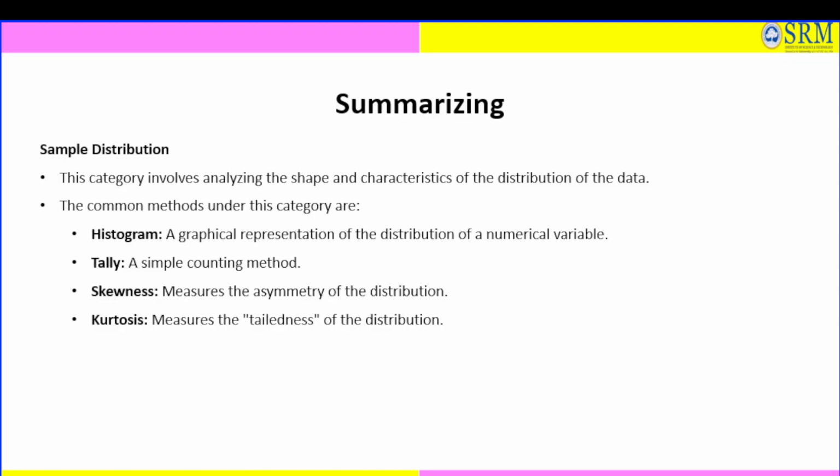Next comes the tally, which is a very simple method for counting and recording data using marks. The third one is skewness. It measures the asymmetry of the distribution. Whenever we have a positive skew, it indicates a longer tail to the right, whereas a negative skew indicates a longer tail to the left. And the last one is kurtosis. It measures the tailedness of the distribution, and a high kurtosis indicates a heavy-tailed distribution with more extreme values.